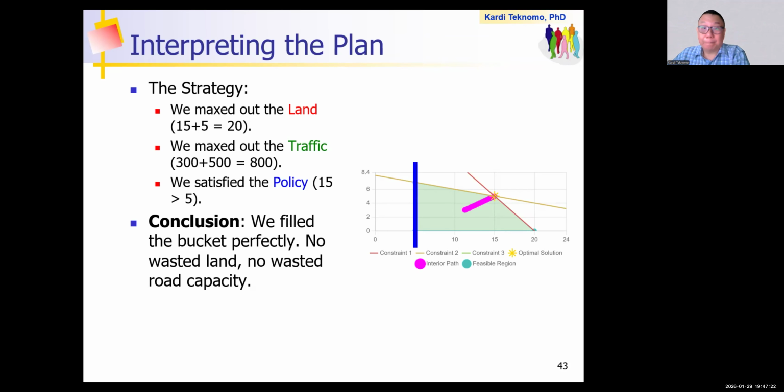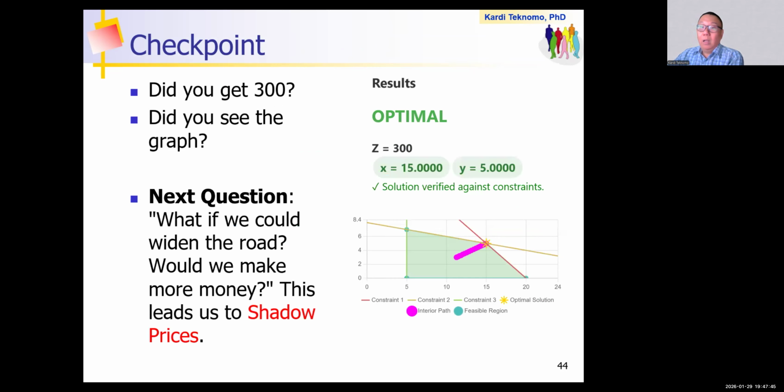So you get this line connected with the traffic, so the traffic connects with the land constraint. Raise your hand if you got 300. You got exactly the same, right? Very good.